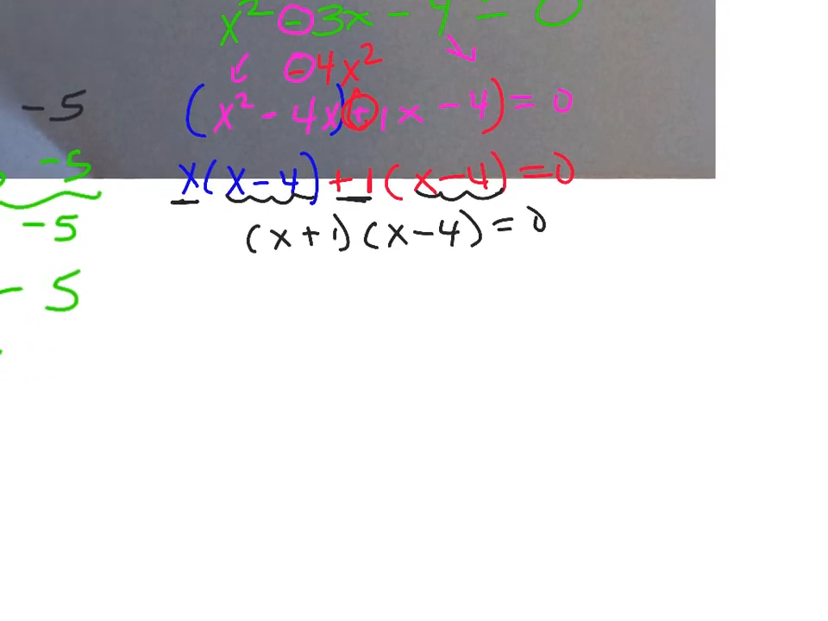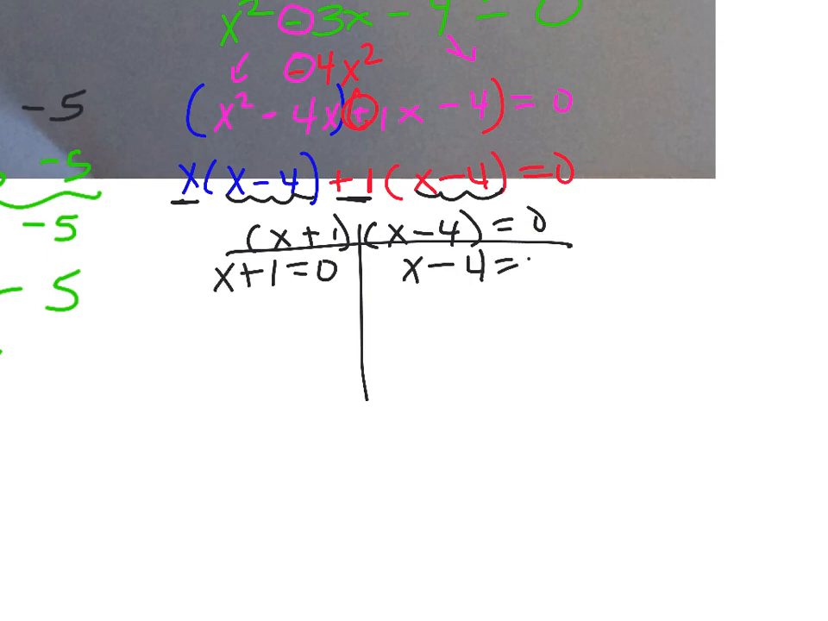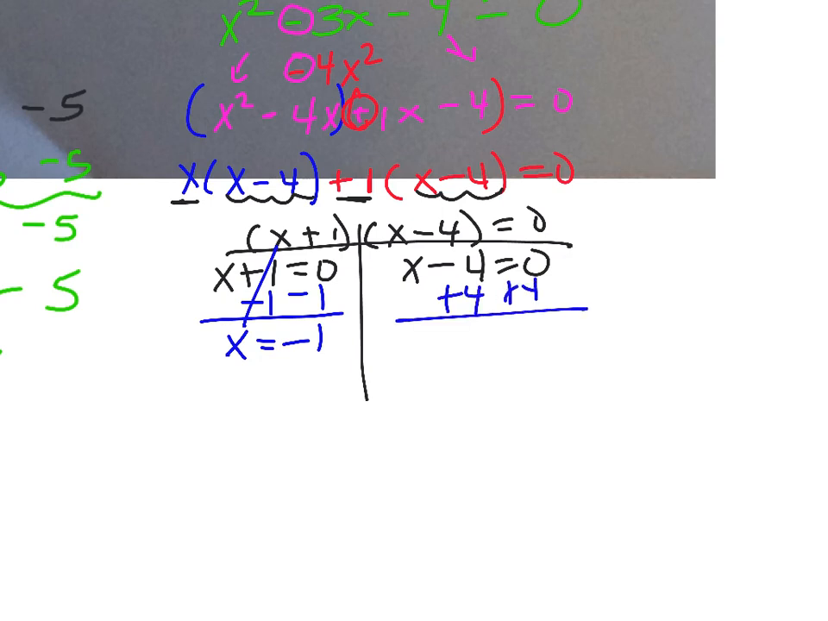Okay, now we make our t-chart. Set each one equal to 0. And now we solve it. Minus 1, x equals negative 1. Add 4, x equals positive 4. Now you have to check. So we're going to have 2 checks because I have 2 solutions.